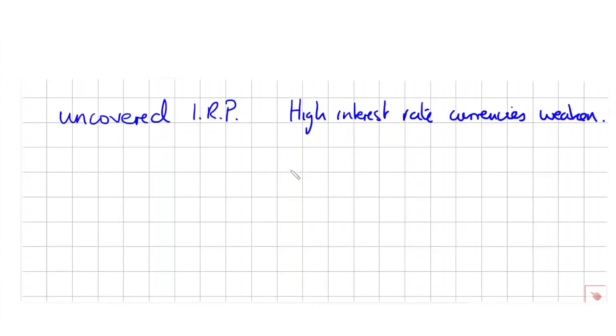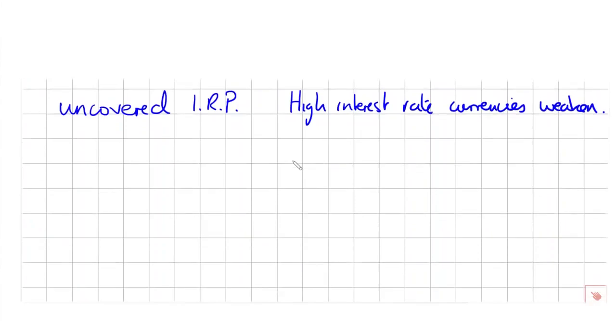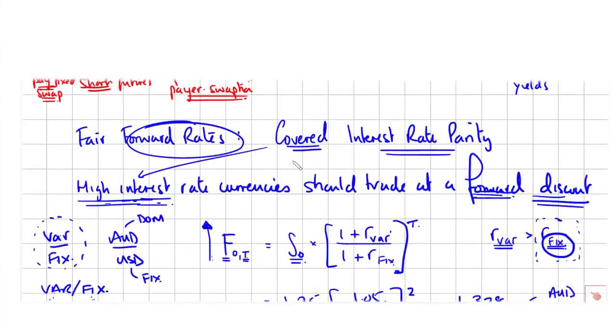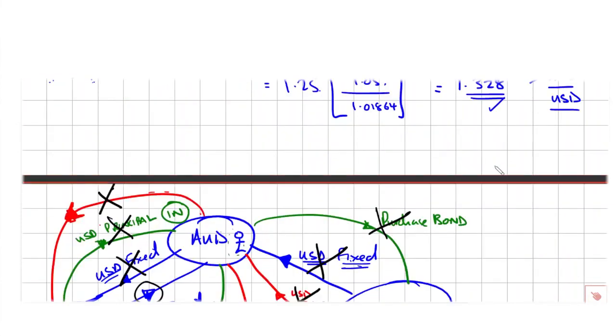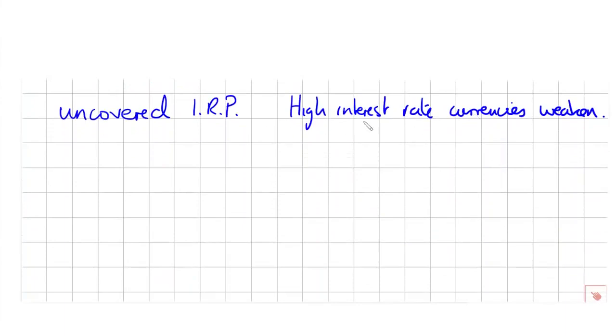Now just take a moment to appreciate the difference between uncovered interest rate parity and covered interest rate parity. With covered interest rate parity, high interest rate currencies should and do, in an efficient market, trade at a forward discount. So that sets the forward market price, a derivatives price. That's not what's happening here. What's happening here is we've got a forecasting tool. We are forecasting that high interest rate currencies will weaken.